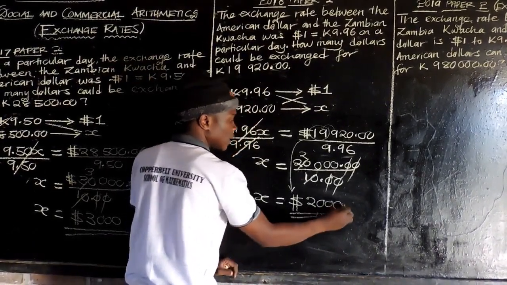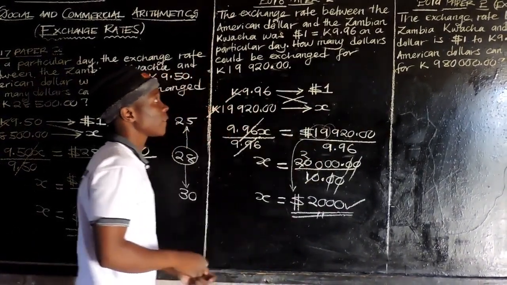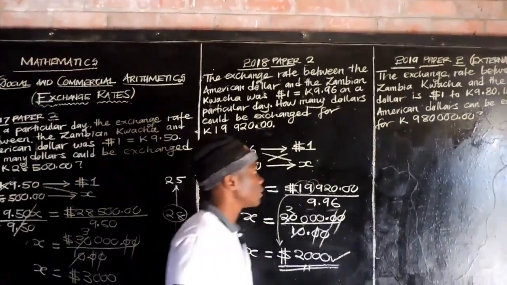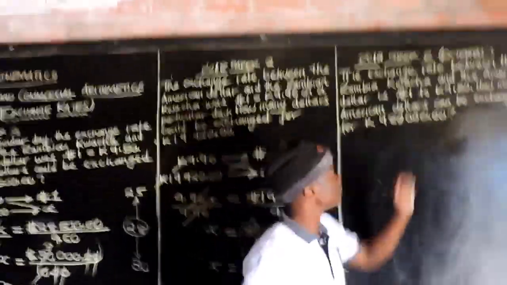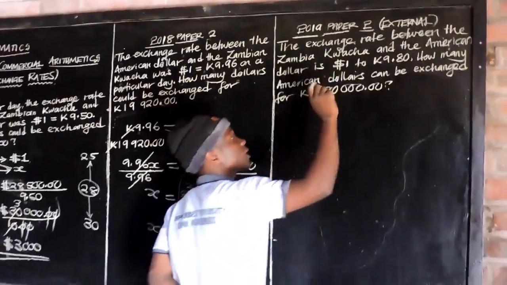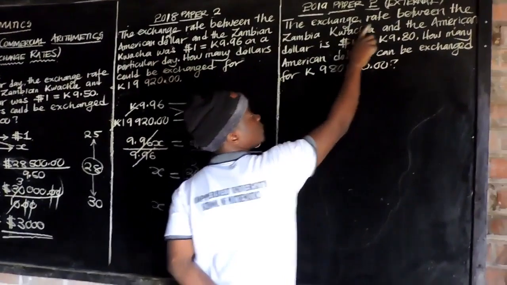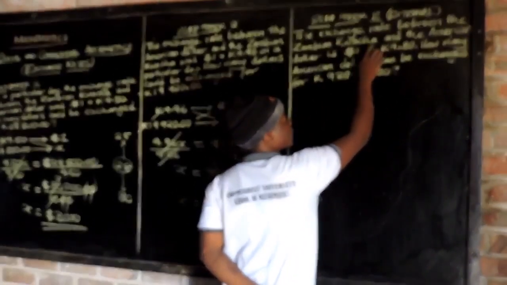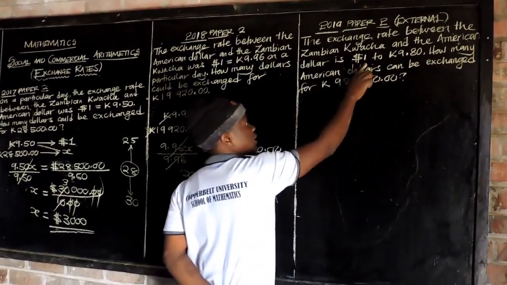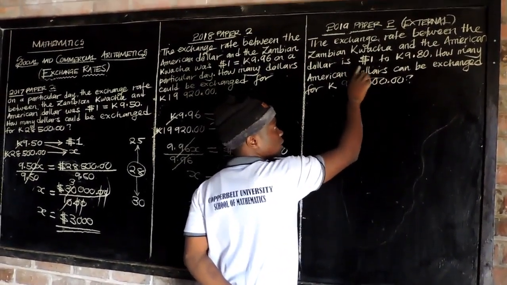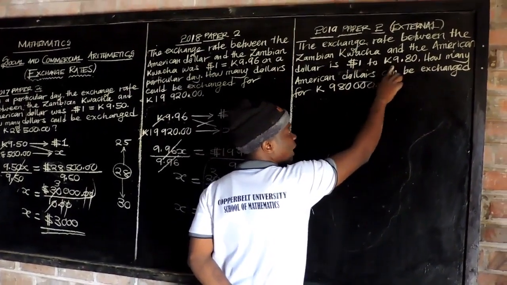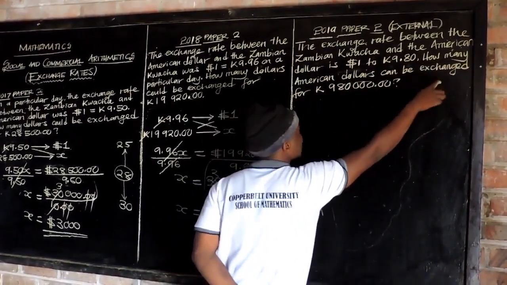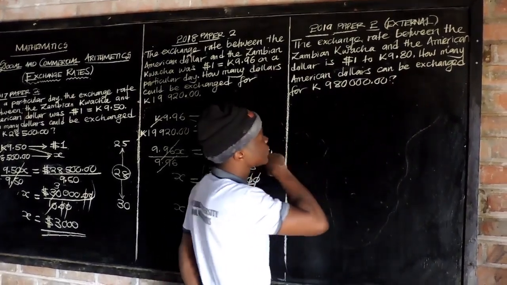Are we together? Yes. Let us look at the last one on that side, which is 2019 paper 2 extended. Are we together, people? We have this one. It's saying the exchange rate between the Zambian kwacha and American dollar is this: $1 is equal to 9 kwacha 18 ngwe. How many American dollars can be exchanged for this amount?